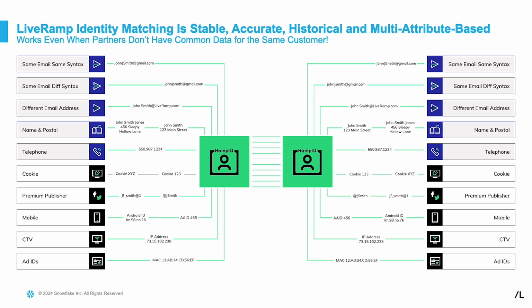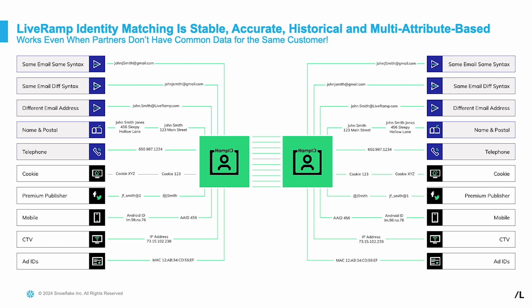And because our graph has all of these attributes together, we can have, for example, the brand maybe on the left knows Liz's name and postal. And maybe a partner on the right-hand side knows Liz, but doesn't know her name and postal, but knows her through an email, maybe a telephone from SMS, et cetera. And LiveRamp with our embedded identity solution on Snowflake can create the same RampID on both the left and the right side.